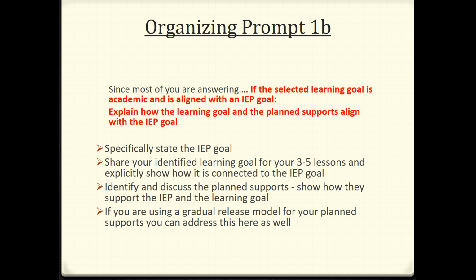Organizing the prompt 1B. Since most of you are answering, if the selected learning goal is academic and is aligned with an IEP goal, explain how the learning goal and plan support align with the IEP goal. Specifically, state the IEP goal. Share your identified learning goal for your 3 to 5 lessons and explicitly show how it is connected to the IEP goal. Identify and discuss the plan supports. Show how they support the IEP and the learning goal. If you are using a gradual release model for your plan supports, you can address this here as well.